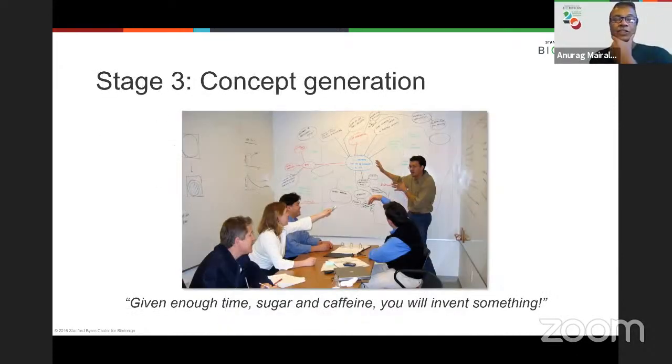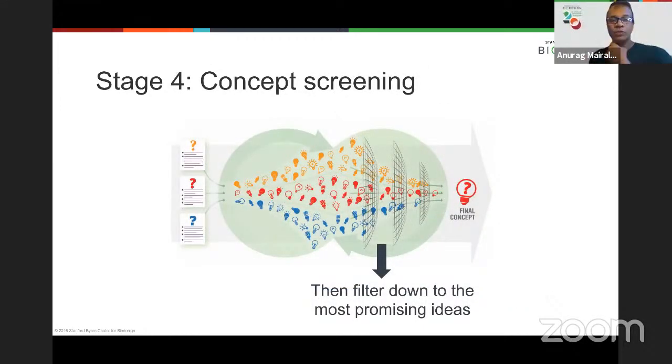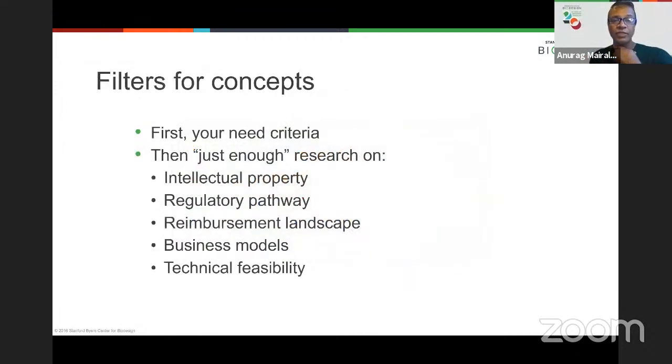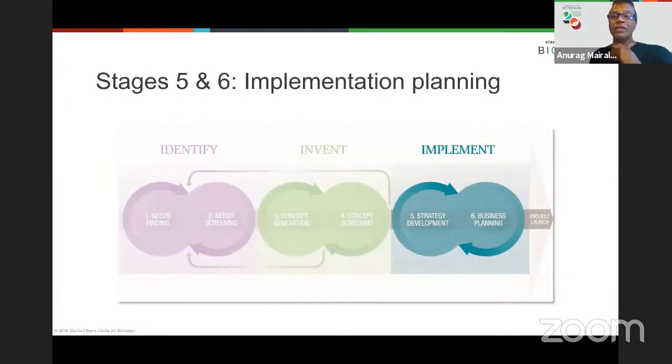And then the third stage, in the second part, the invent part, is concept generation. Lots and lots of ideas. You come up with lots of ideas, and then you screen them similarly to the need screening process. And you filter based on a number of factors: intellectual property, regulatory pathway, reimbursement, business model, and so on. Once you've done that in multiple iterations, you come up with your final concept. And that is when you really start your long journey of implementation. But if you've done your needs identification really well, if you've done your invention process really well, implementation would be much, much more expeditious and effective.